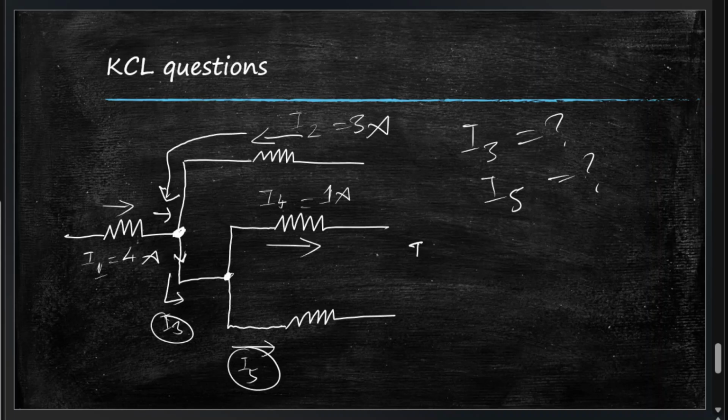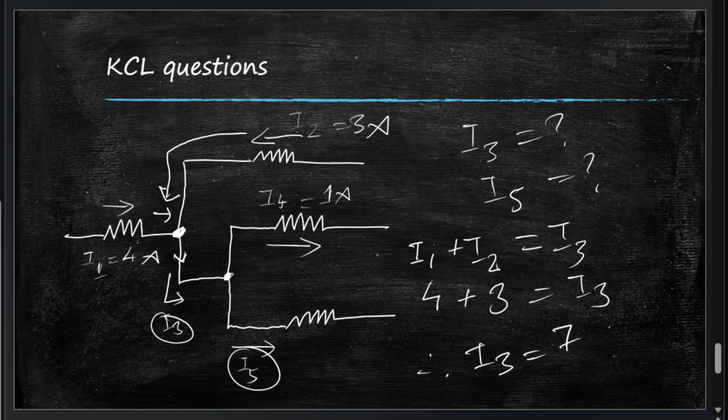So what that means is I1 plus I2, because two currents are entering, is equal to the only current leaving, so I3. Let's substitute the values. So we have I1 is 4 amperes plus I2 is 3 amperes is equal to I3. Therefore I3 is equal to 7 amperes. So I3 here will be equal to 7 amperes.